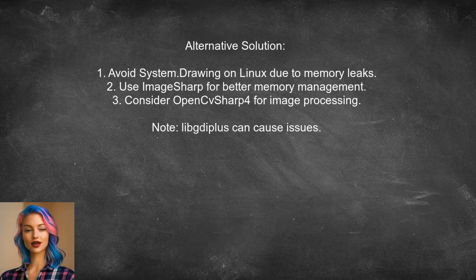One user points out that using System.Drawing on Linux can lead to serious memory leaks due to libgdiplus. Instead, they recommend using ImageSharp, which handles native code more effectively. They also suggest OpenCvSharp 4 as a solid alternative for image processing.